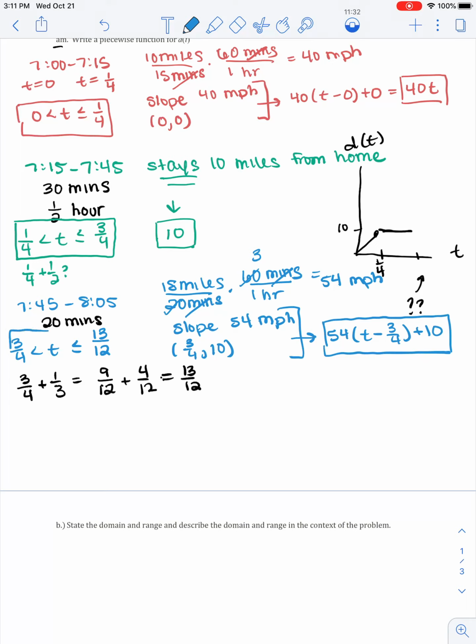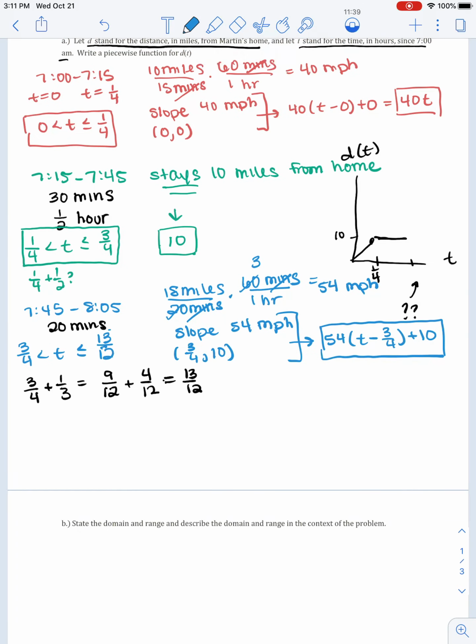So what this interval of time is discussing is that 3/4 of an hour after 7 a.m. up until 13/12 of an hour after 7 a.m., Martin is traveling in a way that is modeled by this linear piece. He's leaving the point (3/4, 10) at a slope of 54, at a rate of 54 miles per hour.